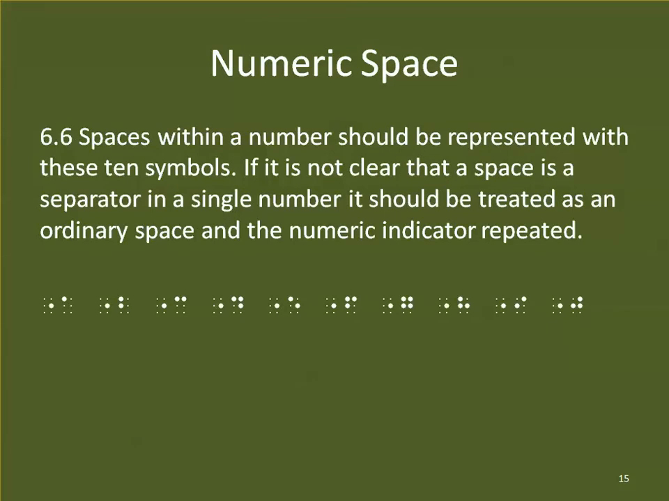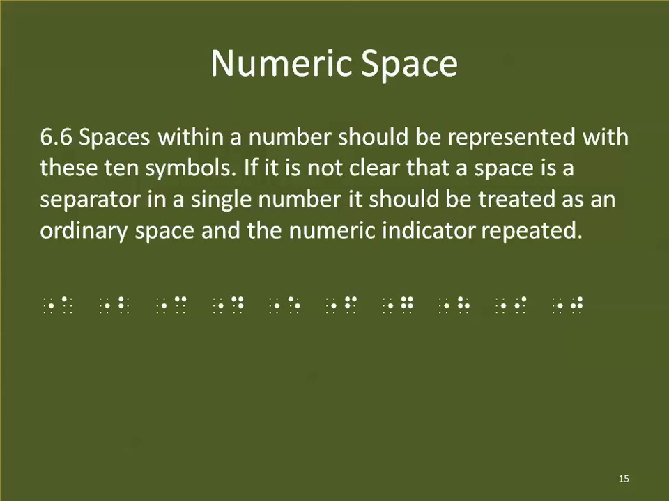Okay, now we'll talk about this new thing called a numeric space. Spaces within a number should be represented with these 10 symbols that are shown on the screen. Again, UEB considers these things units with a prefix and a root. It doesn't consider these to be numerals with a .5 added to it. The whole thing, the two cell Braille sign composition, is considered one Braille sign, one unit.